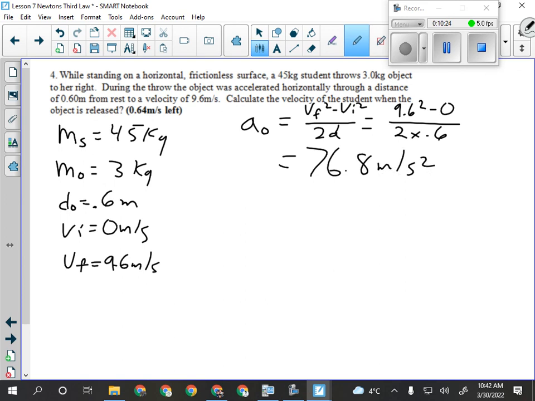Okay, so now that I know the acceleration of the object, I'm going to calculate the force on the object. And I'm going to take the object's mass, 3, and multiply it by the acceleration, 76.8.